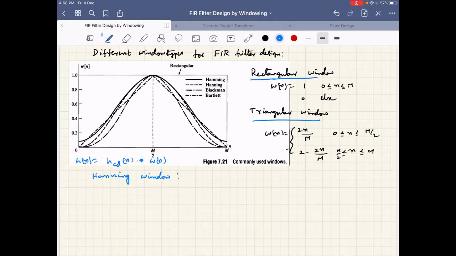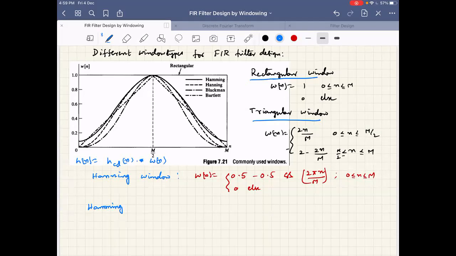So let us write the Hamming window. It is defined as W of n is equal to 0.5 minus 0.5 cos 2 pi n by m for 0 less than or equal to n less than or equal to m, 0 else. It is necessary to remember these windows.